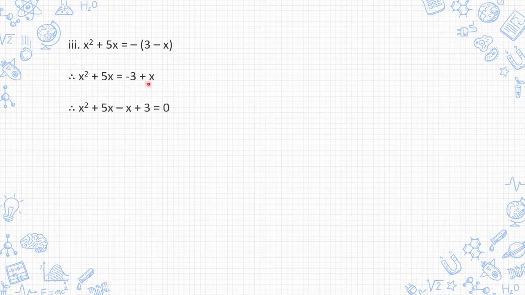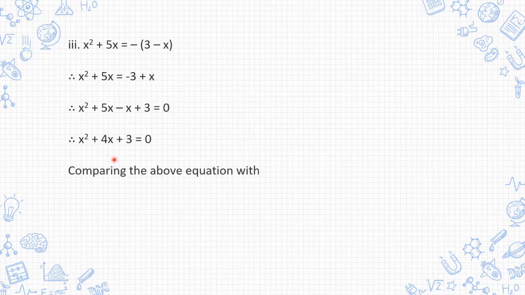Now if we take the terms minus 3 plus x on the other side, this minus 3 will become plus 3, and this plus x will become minus x. So we have x squared plus 5x minus x plus 3 equal to 0. So we'll just try solving this, simplifying it. So 5x minus x will give you 4x, and this plus 3 as it is. Now if we compare this with the general form ax squared plus bx plus c equal to 0, we get coefficient of x squared is 1, so a is 1, coefficient of x is 4, so b is equal to 4, and the last constant term is 3, so c is equal to 3.